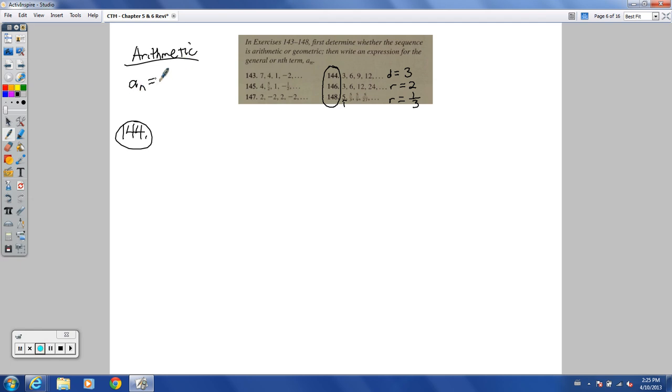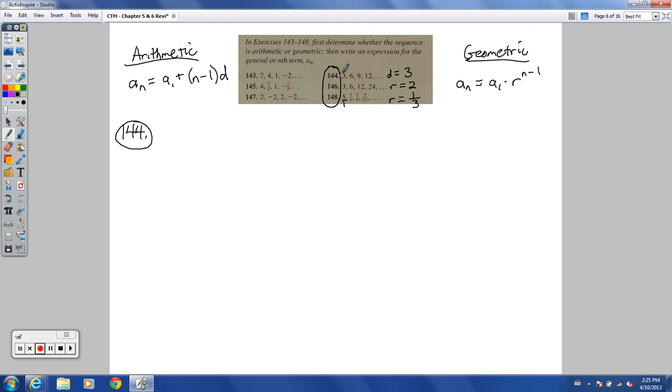We have a sub n is a sub 1 plus n minus 1 times d. For geometric, we have the nth term equals first term times the ratio to the n minus 1 power. So for this first one, 144, we'll use this. For the other two, we'll use this. And so let's see what we got here.